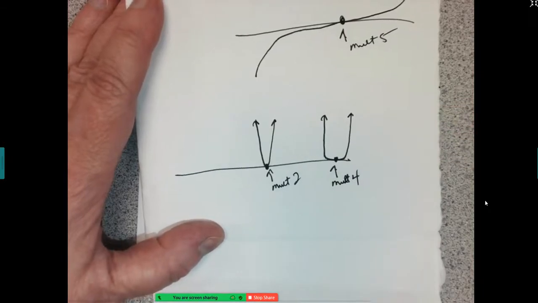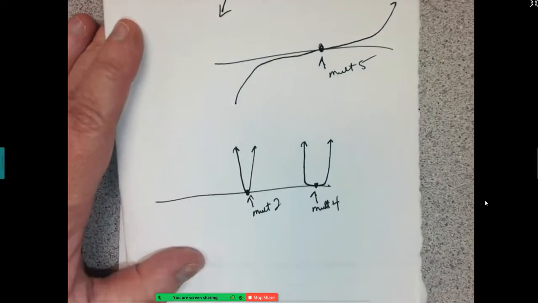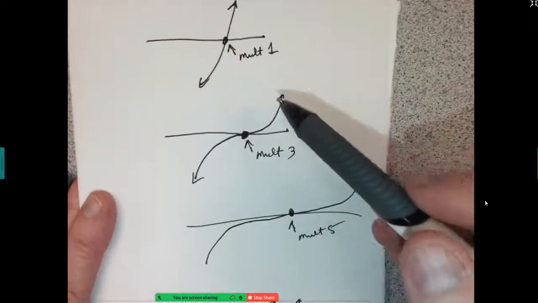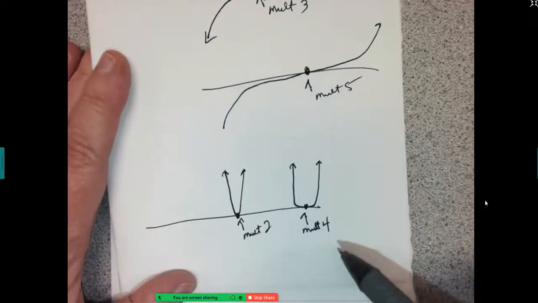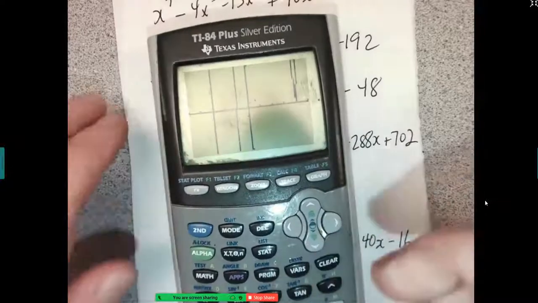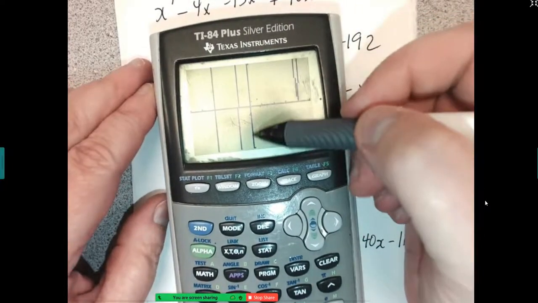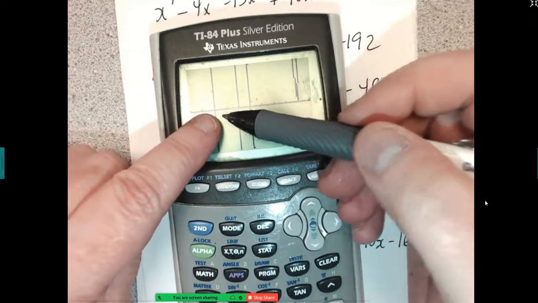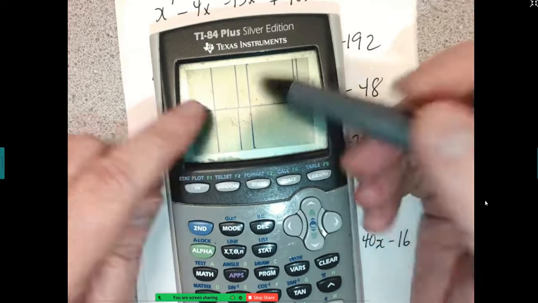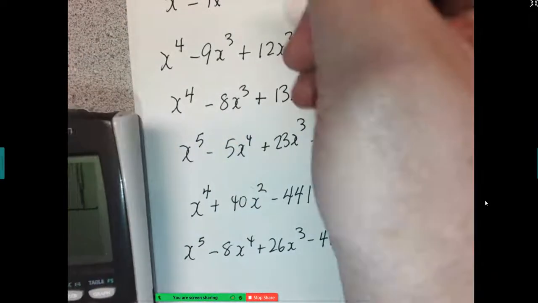Okay, so if it's odd multiplicity, it crosses through. If it's even multiplicity, it touches and bounces back. But also, the higher the multiplicity gets, the more flattening effect you see. So when I'm looking at this, here's my y-axis, I'm seeing a 0 at -3 and -1, and both of those look to me like they have multiplicity 1.